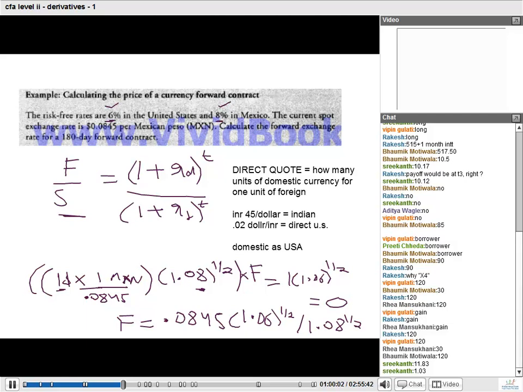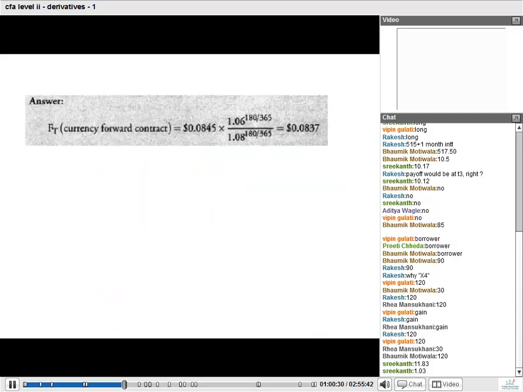So you will not have the time to derive it every time in the exam, so just remember that the forward rate would be the same as the spot rate multiplied by 1 plus RD, domestic is US in this case, raised to the power T, upon 1 plus RF raised to the power T. All quotes have to be direct quotes, however, understand, otherwise you'll get it wrong. So become a US investor, get everything in your direct quote. Direct quote means how many dollars do you have to pay for 1 unit of the foreign currency. So it will be 0.0845 into 1.06 raised to the power 180 by 365 upon 1.08 raised to the power 180 by 365.